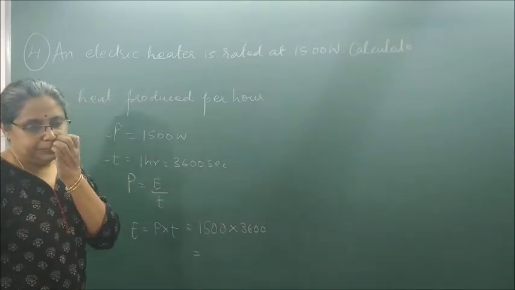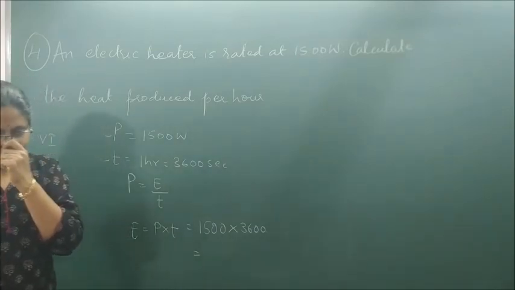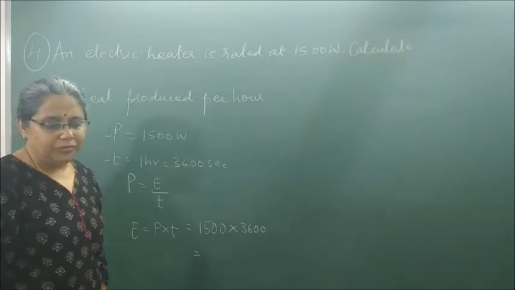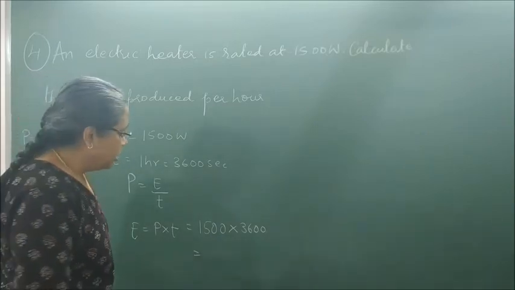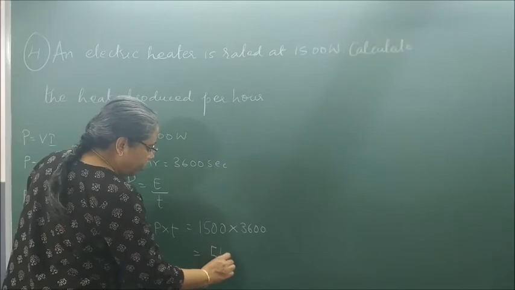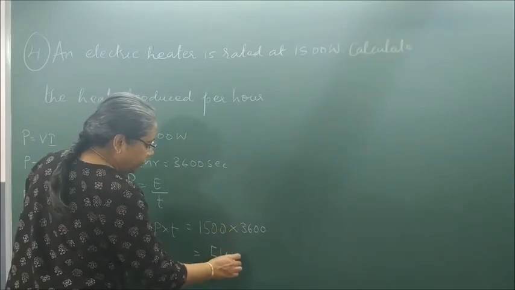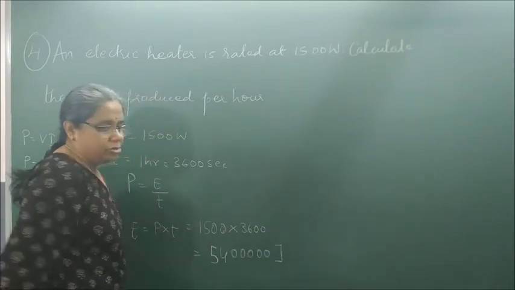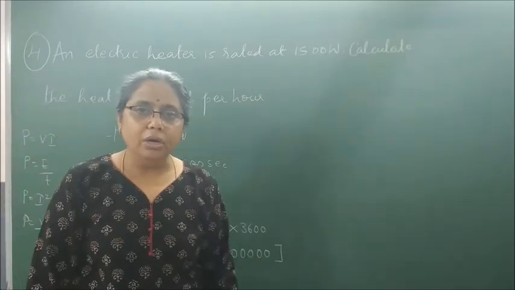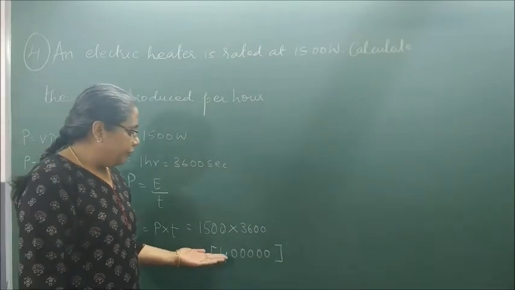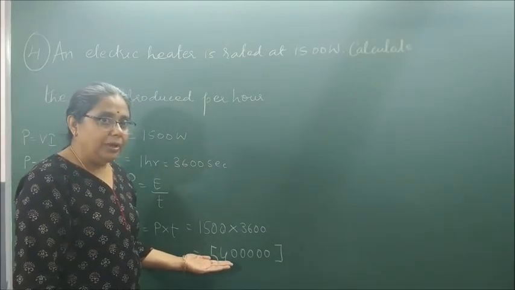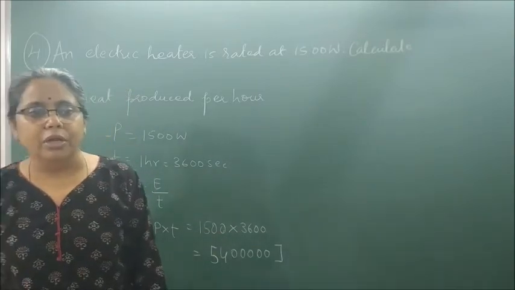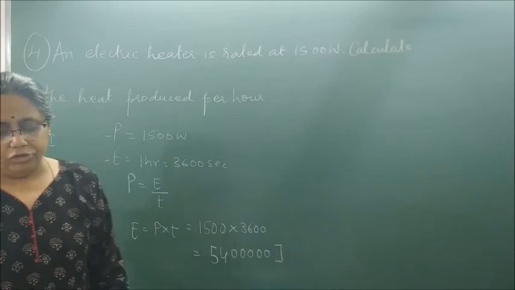Multiply. How much? 54 into 0, 0, 0, 0. Correct? So 54 and 1, 2, 3, 4, 5 zeros. This many joules. Or you can write this as what? 5.4 into 10 to the power of 1, 2, 3, 4, 5, 6. 5.4 into 10 to the power of 6 joules.